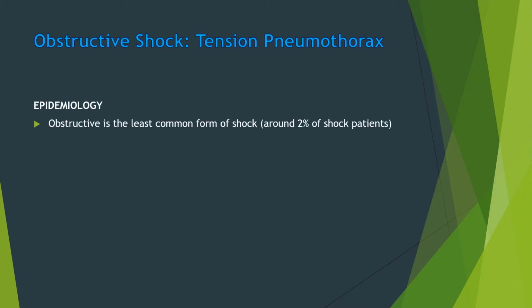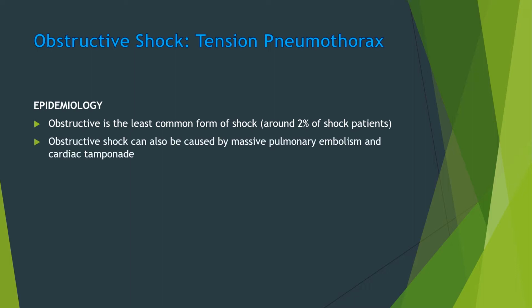Obstructive shock is the least common form of shock, in only around 2% of shock patients. There's a number of causes such as tension pneumothorax, but also massive pulmonary embolism and cardiac tamponade, for example. We'll only focus on tension pneumothorax because it's one of the only mechanisms that paramedics can actually manage.